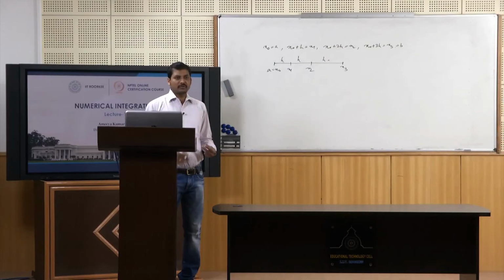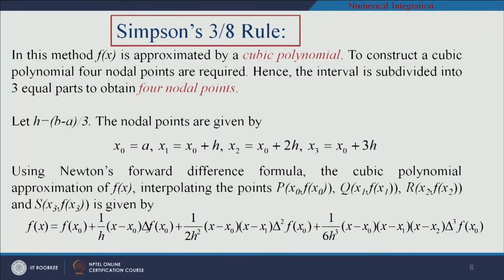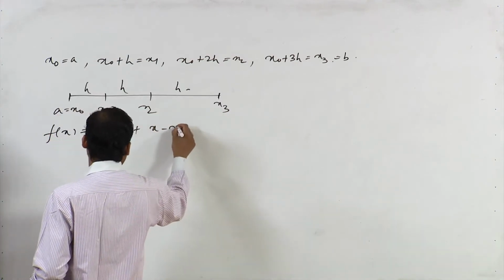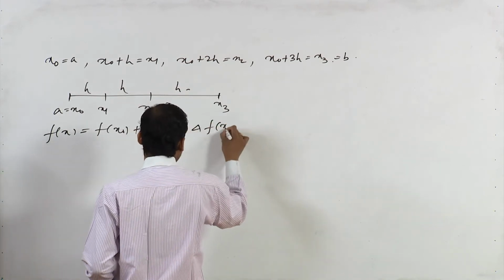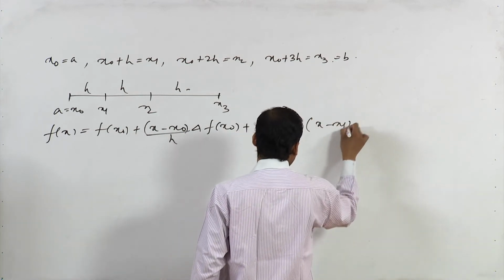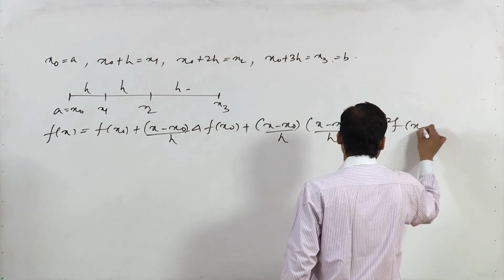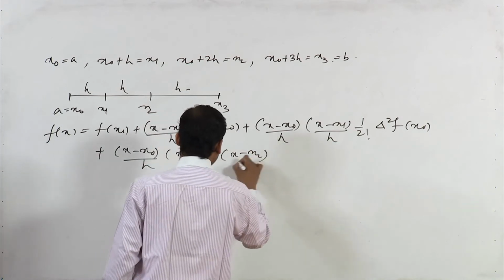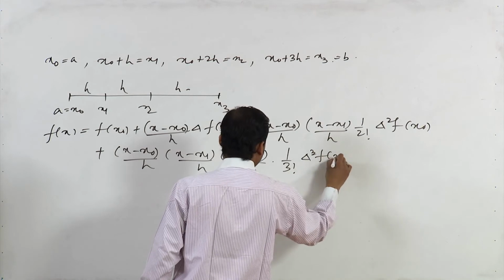Now, if we go for Newton's forward difference formula like the earlier cases, the cubic polynomial approximation for f of x, interpolating the points x0 f of x0, x1 f of x1, x2 f of x2 and x3 f of x3, can be written as: f of x equals f of x0 plus x minus x0 by h delta of f of x0 plus x minus x0 by h, x minus x1 by h, 1 by 2 factorial del square of f of x0 plus x minus x0 by h, x minus x1 by h, x minus x2 by h, 1 by 3 factorial delta cube of f of x0.